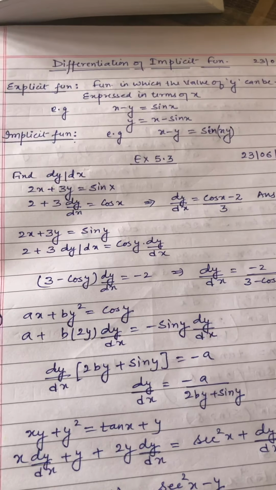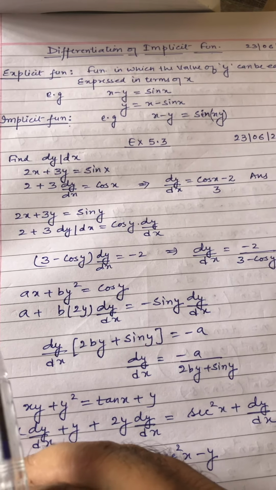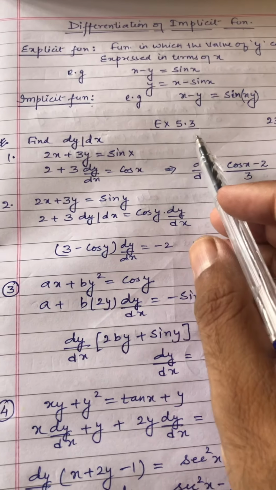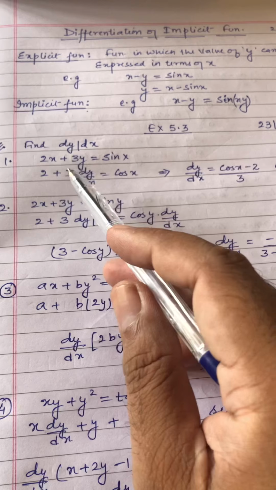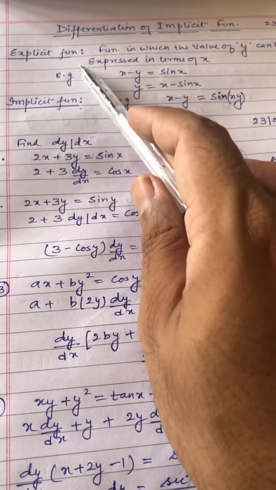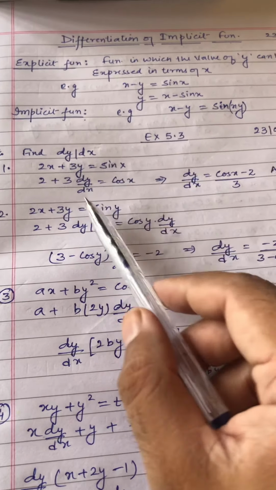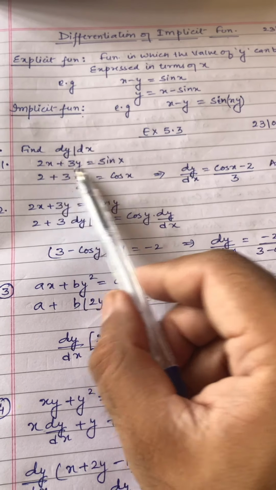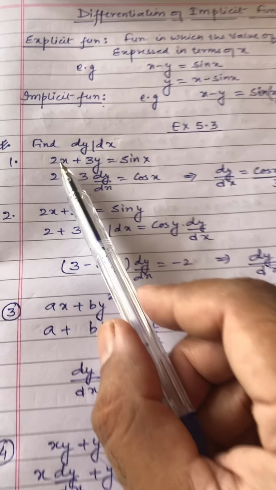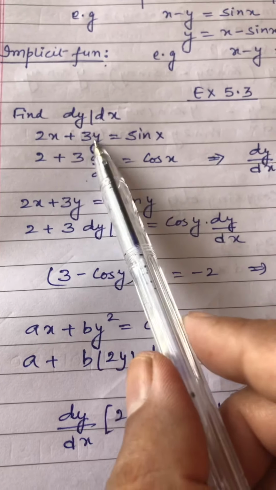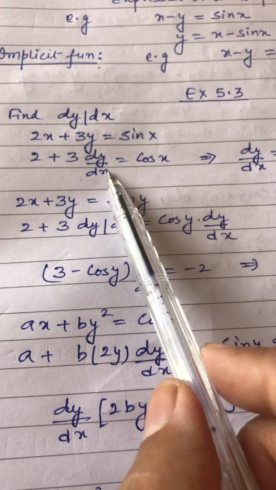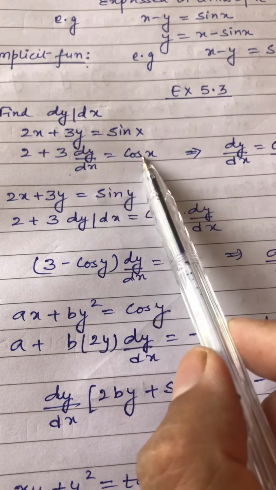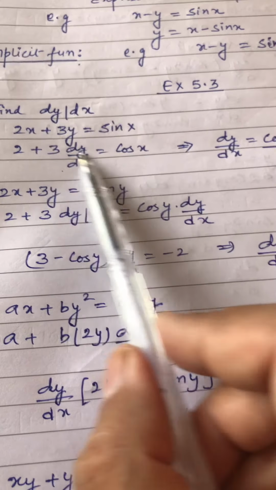Now, in the next exercise we'll study how to differentiate implicit functions. Exercise 5.3, question number 1. Both types of functions will be there, explicit as well as implicit. So 2x plus 3y equal to sin x, we have to find dy by dx. On differentiating this equation, the derivative of 2x will be 2, 3 as it is, y will be dy by dx, sin x will be cos x. So what is the value of dy by dx? Cos x minus 2 upon 3.